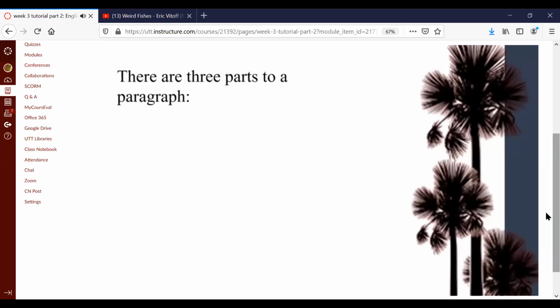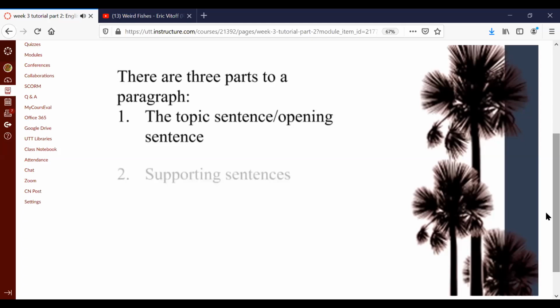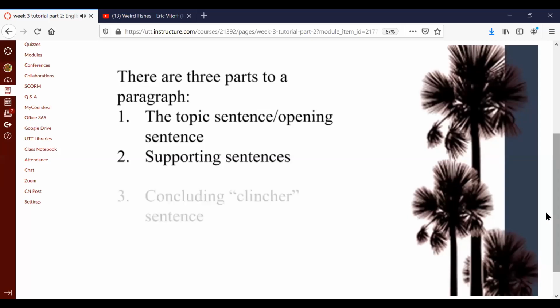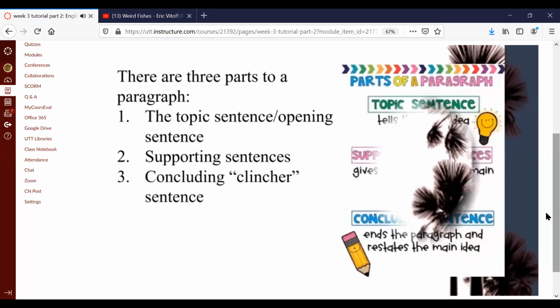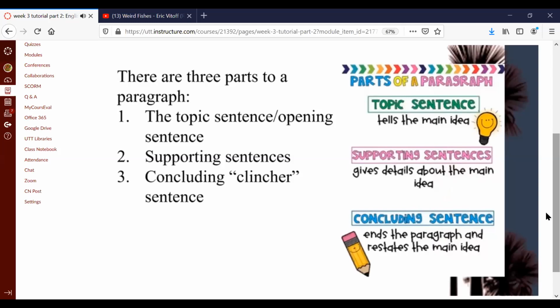There are 3 parts to a paragraph. The topic sentence or opening sentence, which tells your reader the main idea of your paragraph. Supporting sentences, which help you develop that idea. And a concluding clincher sentence, which brings it all home by restating the main idea.